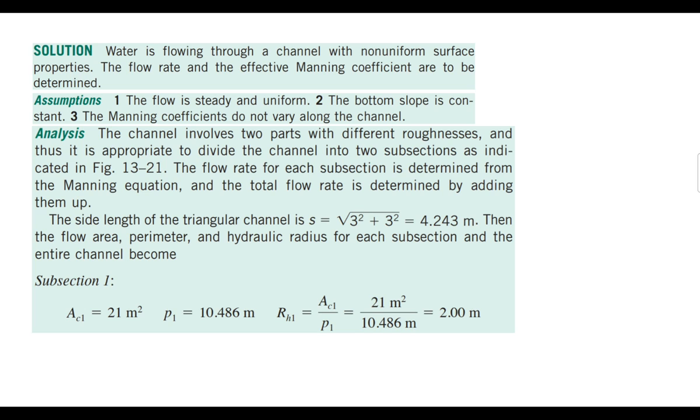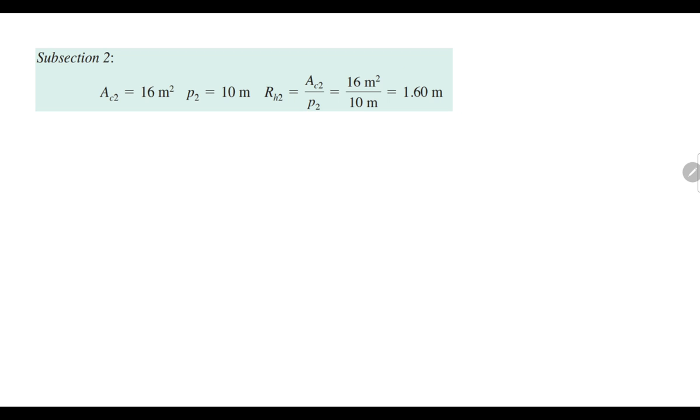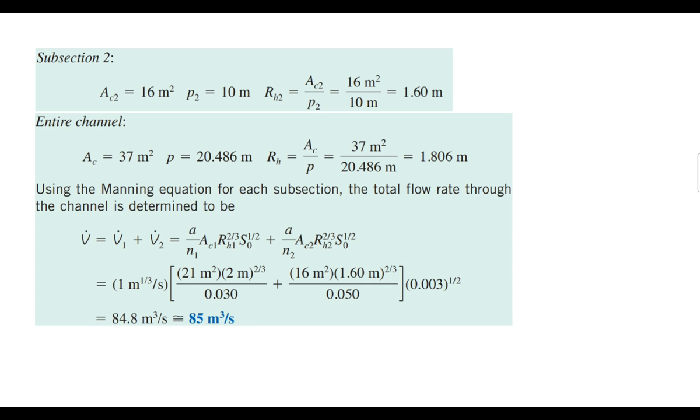Then the area. We will subdivide the area into 2, since the area is irregular. Subsection 1: cross-sectional area is 21, perimeter is 10.486. Getting the ratio of area to perimeter, that's 2. Then we also solve cross-sectional area 2, 16 square meters, perimeter is 10, then RH is 1.6. And then we combine the area of the entire channel.